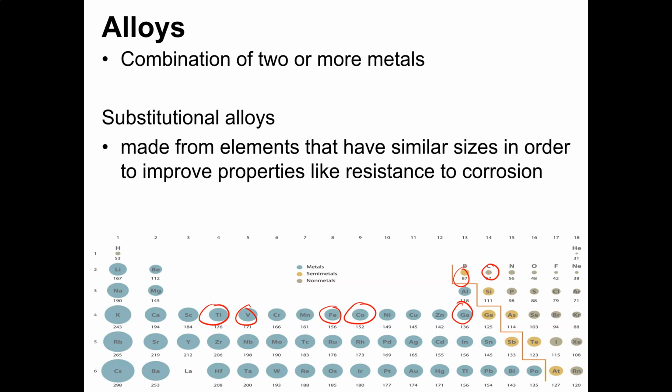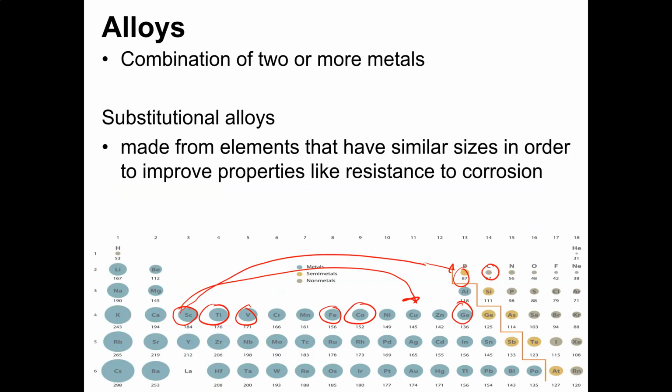So, a shortcut for this: if the elements are close to each other in the same period, even if, look at this, scandium and copper, it's 40. It's not small, but you could do something substitutional with that. You cannot do it with scandium and, let's say, period 2. So once again, if they're in the same period or maybe one period apart, probably substitutional. If they're two or more periods apart, definitely interstitial.